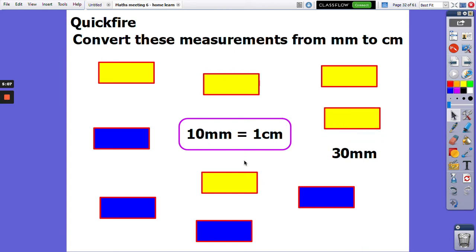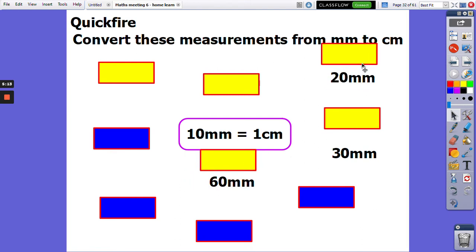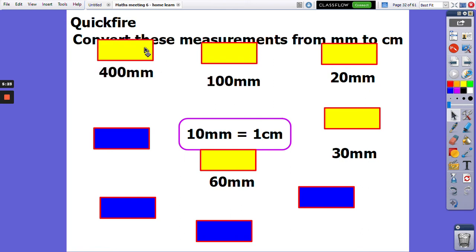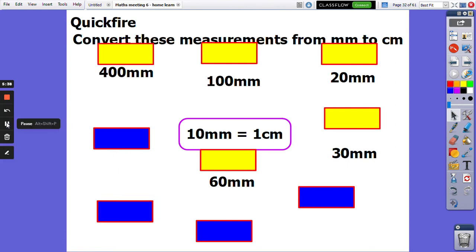3 centimetres. 6 centimetres. 2 centimetres. 10 centimetres. 40 centimetres. Next one's a little bit trickier.